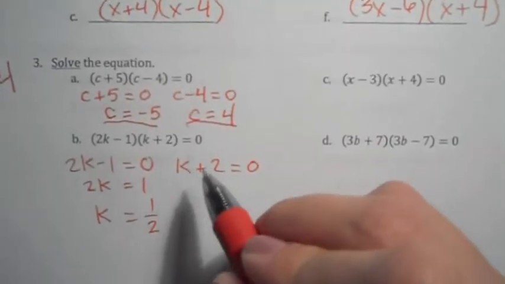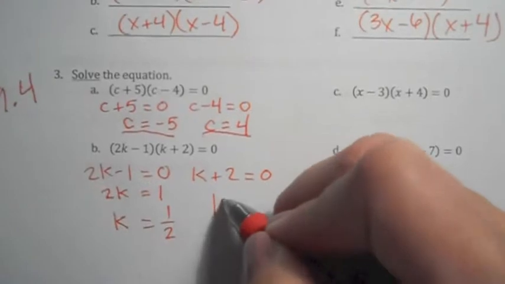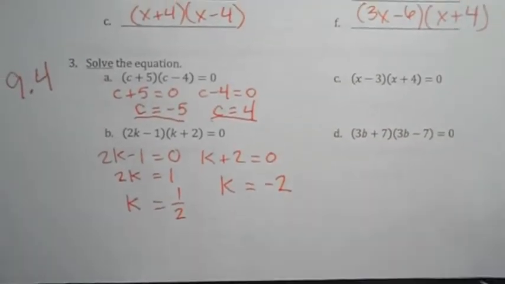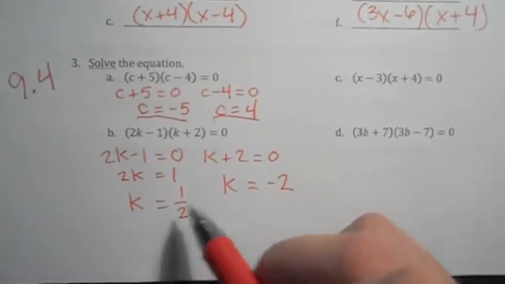Okay? K plus 2 equals 0. We send the 2 to the other side, sign changes, k equals negative 2. And we're done.